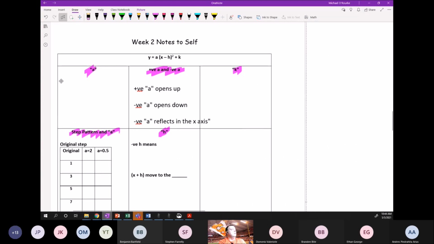So let's go back here. A value over 1 gets skinny. Okay.